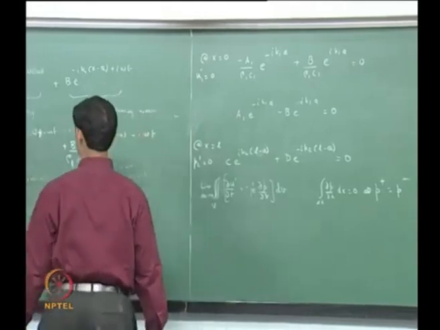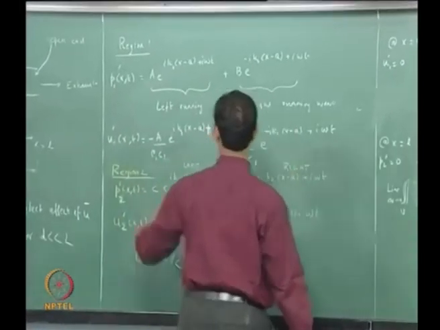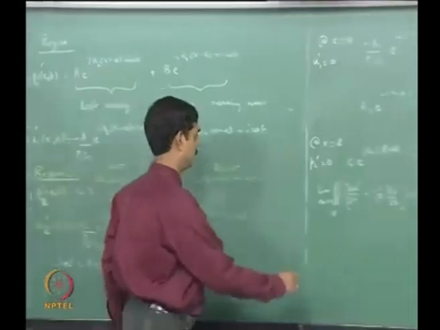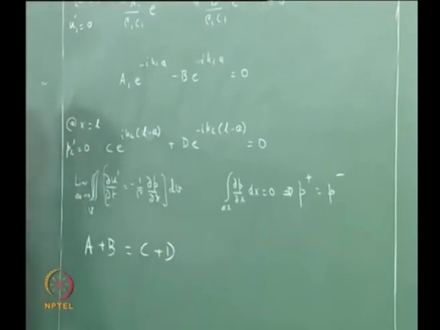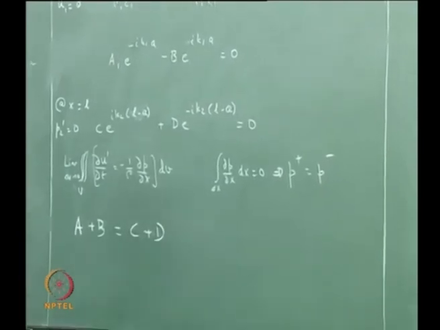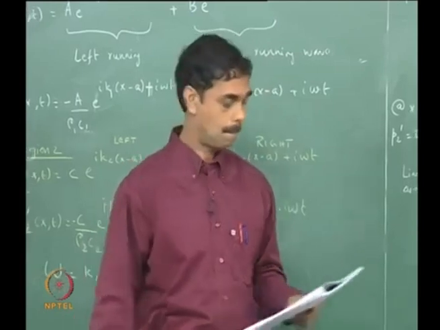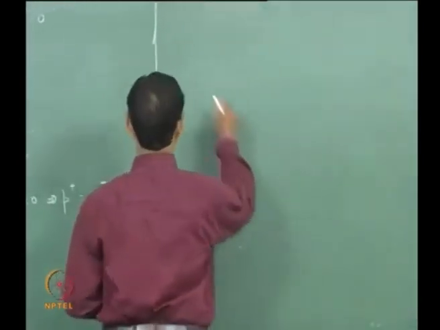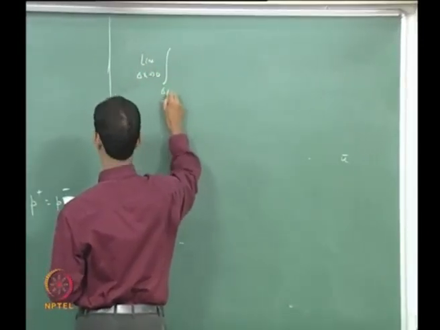So, this will lead to a very nice condition. At x equal to a, this x minus a goes to 0, so you will get A plus B equal to C plus D. And next we have the jump condition for velocity. Here we have to worry about the effect of heat release rate. So, if you do that, we will say limit delta x tends to 0 of the integral over delta x.